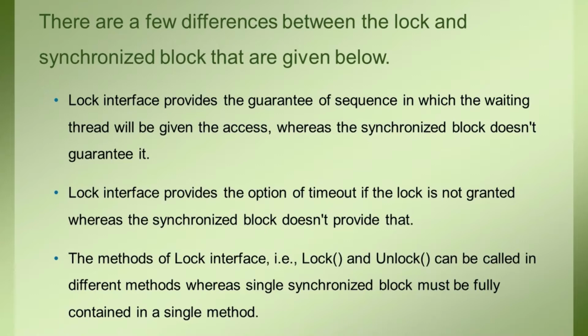Lock interface provides the guarantee of the sequence in which the waiting thread will be given access, whereas the synchronized block doesn't guarantee it. Lock interface provides the option of a timeout if the lock is not granted, whereas the synchronized block doesn't provide that. The methods of the Lock interface, that is, lock and unlock, can be called in different methods, whereas a single synchronized block must be fully contained in a single method.